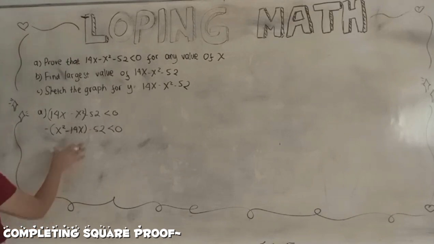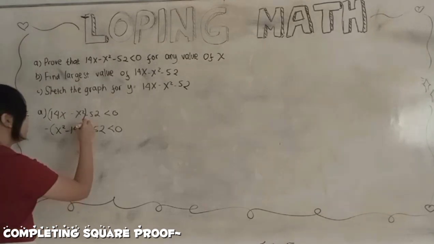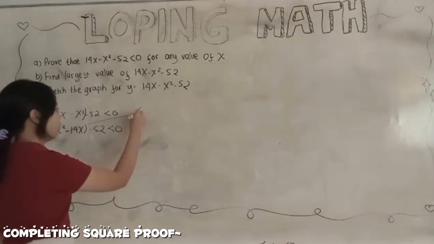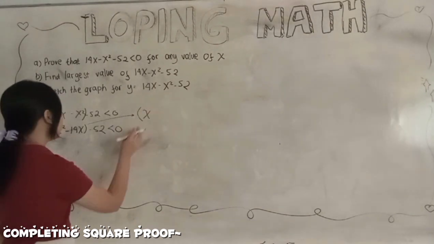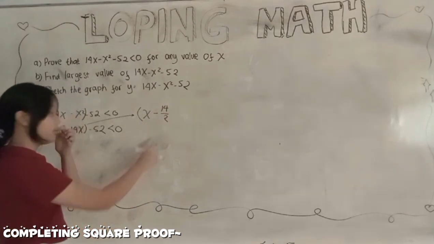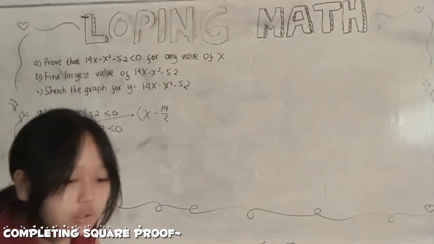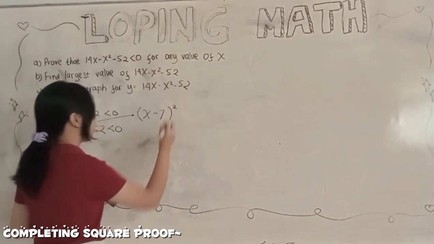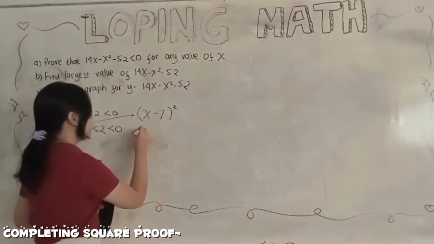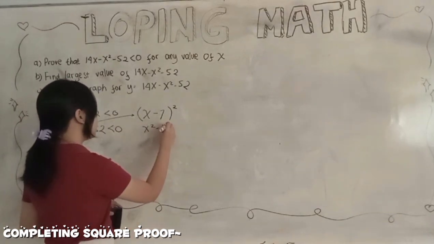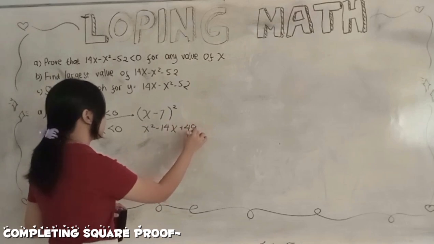And then we have to make this quadratic expression into a perfect square, by simply factorizing this. So we will end with x in brackets, x minus 14, and then we have to divide 14 by 2, which will become 7. Don't forget to put the square here. And then we have to solve it, which becomes x squared minus 14x plus 49, right here.